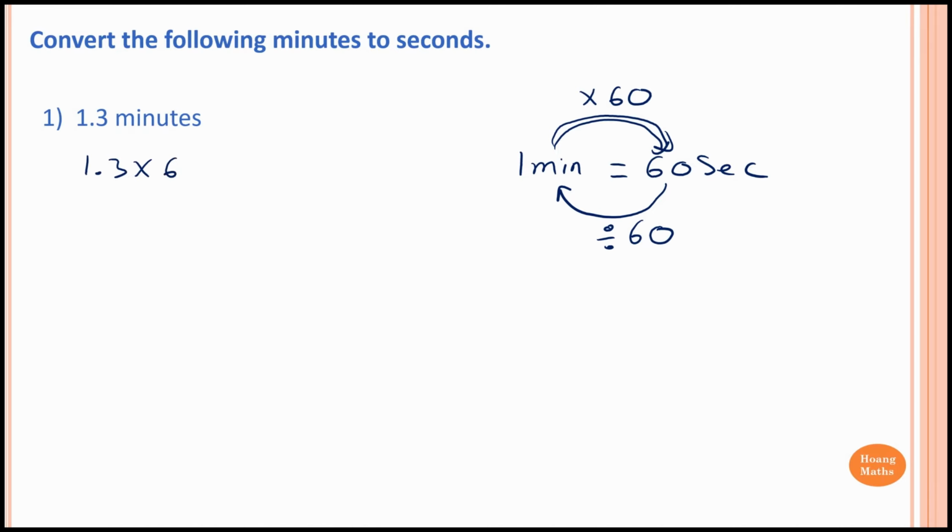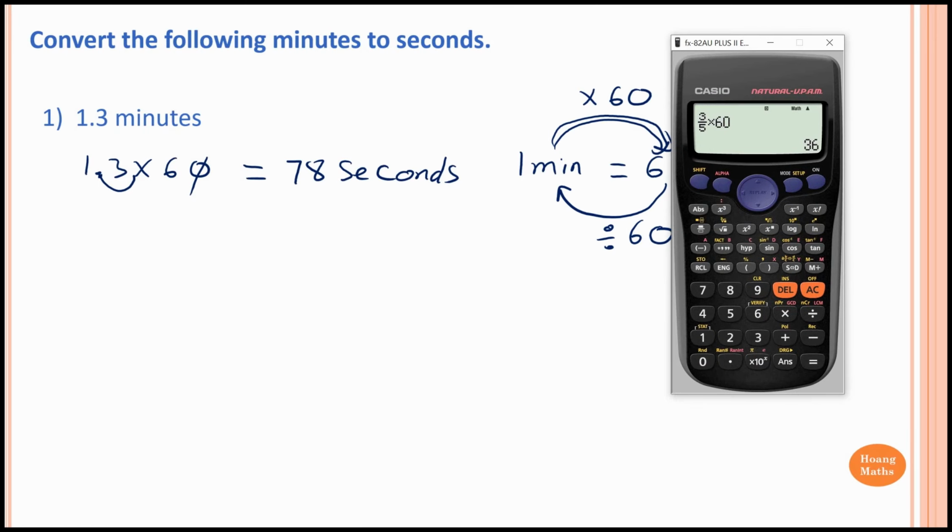1.3 times 60. We move this decimal point right in the back here, so you cancel this 0. That is 13 times 6. So 6 times 3 is 18. You carry 1, and 6 times 1 is 6, add 1 is 7. The answer is 78 seconds. Again, if you need to use a calculator, you just go 1.3 times 60. So 78 seconds. There you go.